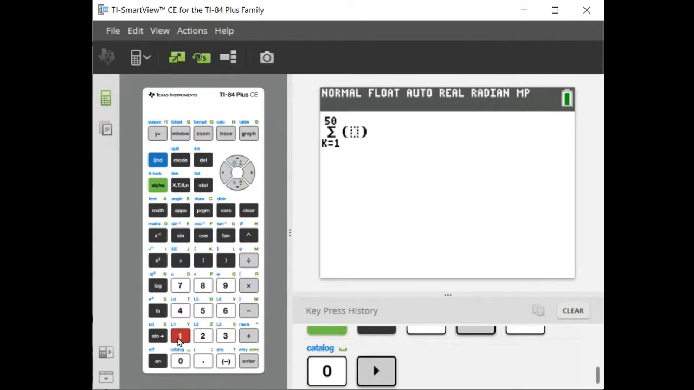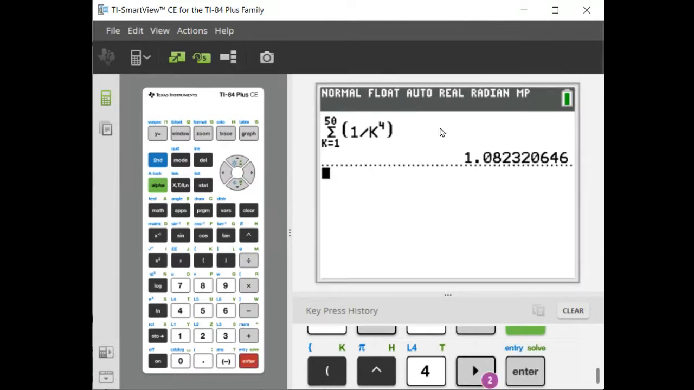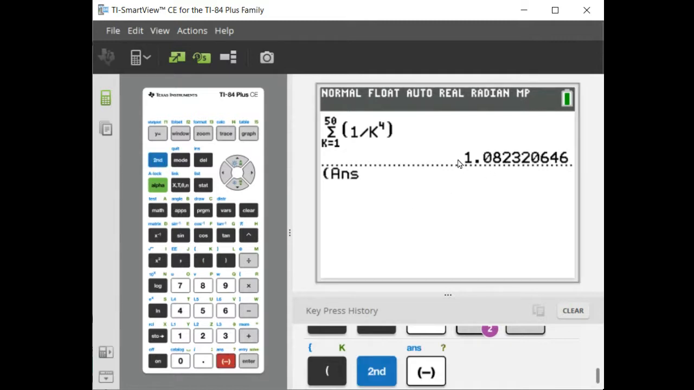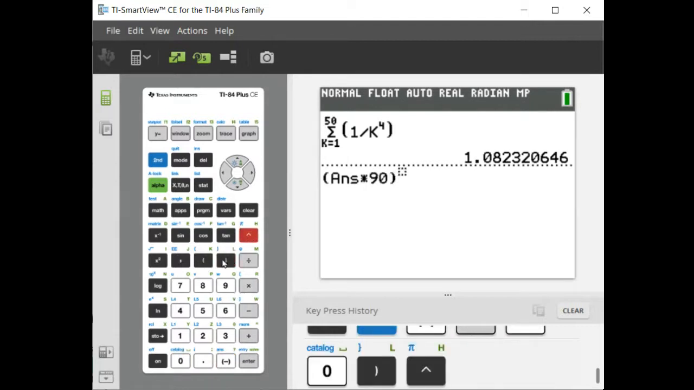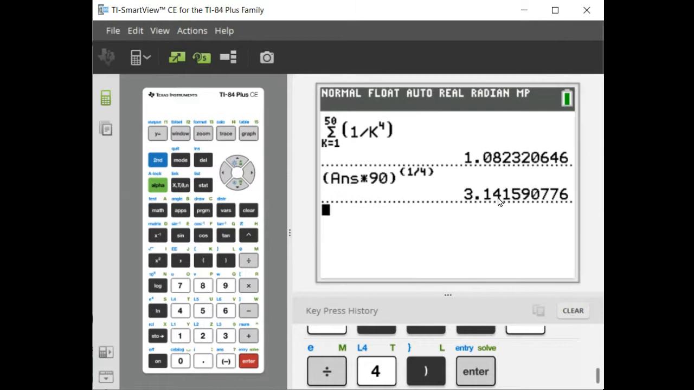Now you have to use K again because that is your index. 1 divided by K raised to the 4th power. There you go. And that gives us 1.0823. Now remember, we want to multiply this with 90. So we press second answer. So I'm going to use this answer right here for the calculation, times 90, raised to the, we need to take the 4th root of this, and the 4th root is the same thing as 1/4. And we got 3.141590776. So that's pretty good.